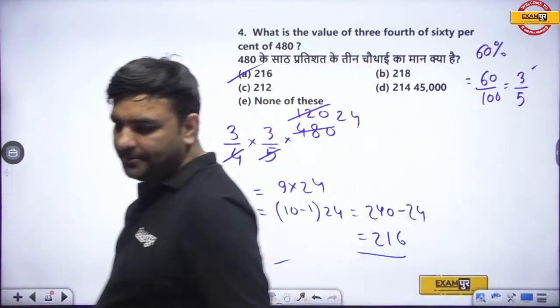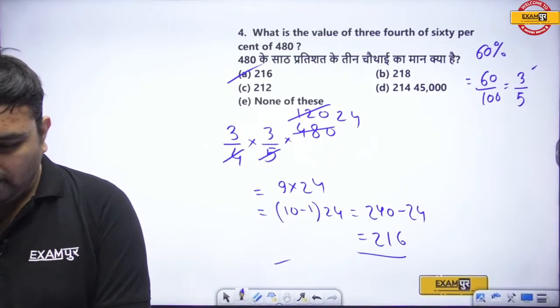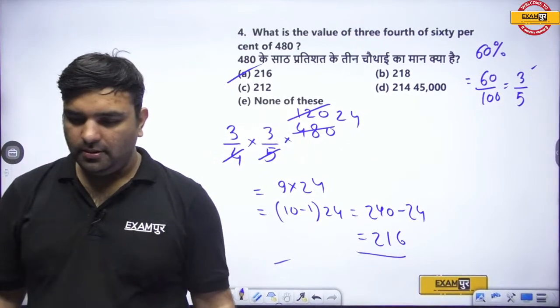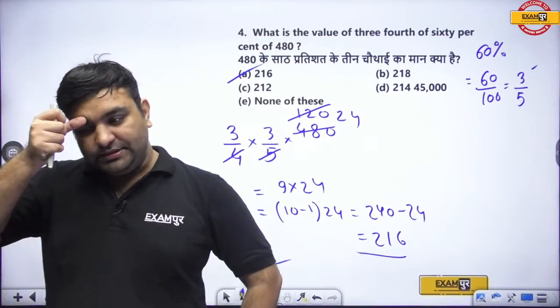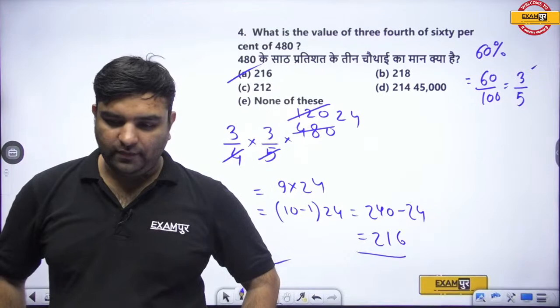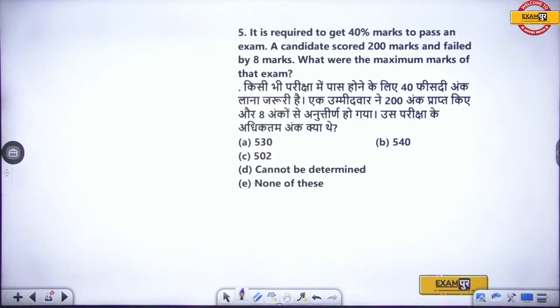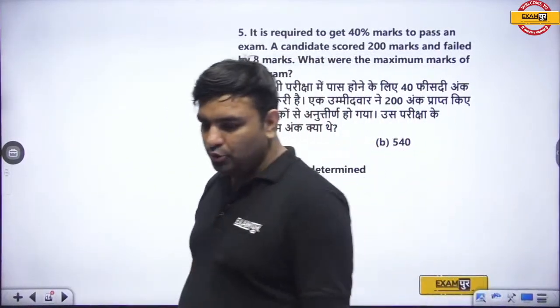Is it clear? 60% can be written as 3 by 5. Next. Come on, do it.